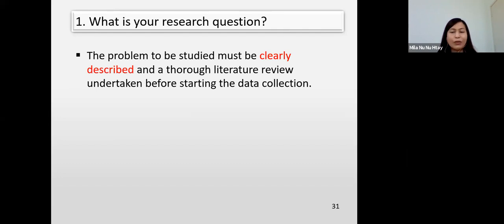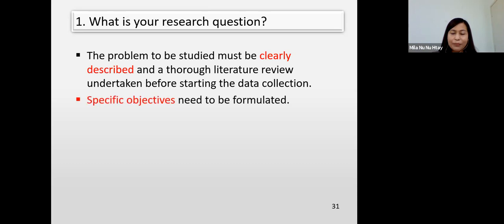So that's why we need to clearly define our research question. We need to go through the literature. We need to identify whether the area I would like to test in this study is still a gap or not. Then from the research question, we need to formulate the specific aim and objective that we would like to achieve from our study.